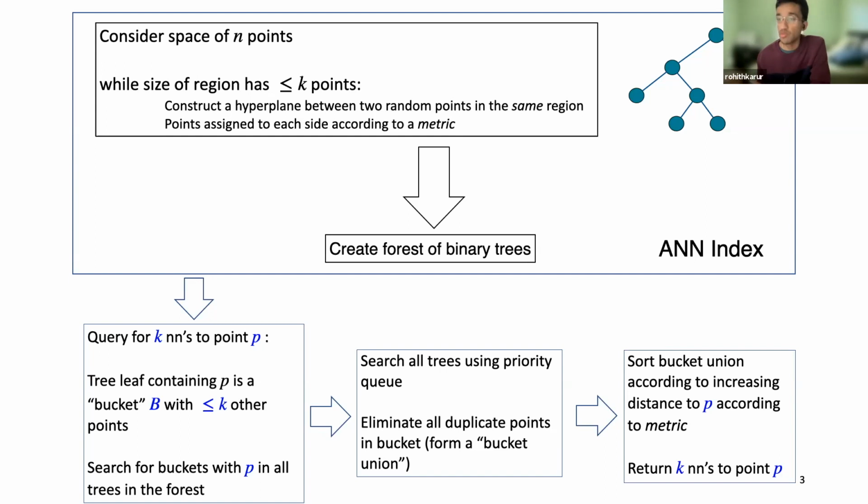So in the end, you basically have this partitioned space where particles closer to each other should be considered in the same partition. The leaves of this tree are called buckets, and they're going to have a maximum of k points. Suppose we want to search for a point, we will search for buckets within all trees that we create. We search these trees using a priority queue, and we eliminate all duplicate points in the buckets to create a sort of bucket union. Then we sort for the point that we want according to a metric, and then we return the k nearest neighbors to point B.